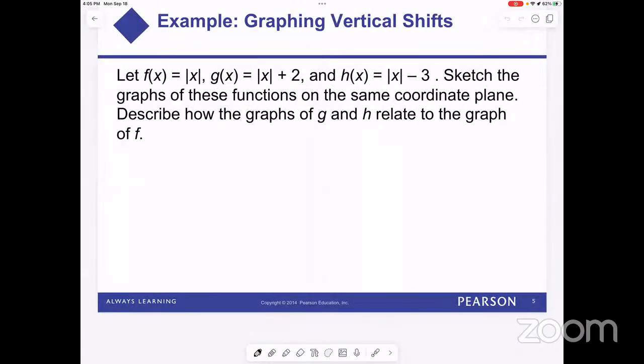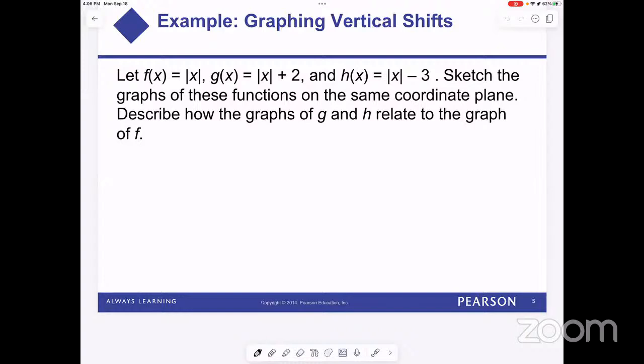So let f of x be the absolute value of x, g of x be the absolute value of x plus 2, and h of x be the absolute value of x minus 3. Sketch the graph of these functions on the same coordinate plane and describe how the graphs of g and h relate to the graph of f. Okay. So here what we're going to do is make a table of values, choose several values of x, find the corresponding f, g, and h, and then plot these 3 graphs on the same coordinate plane.